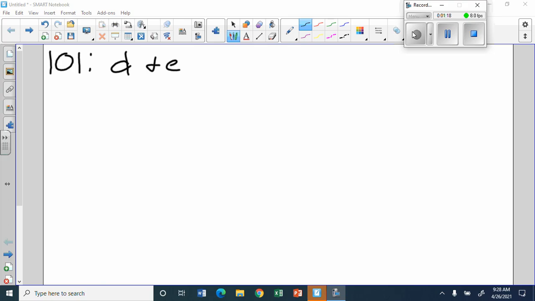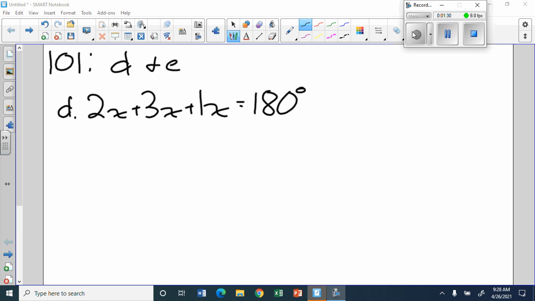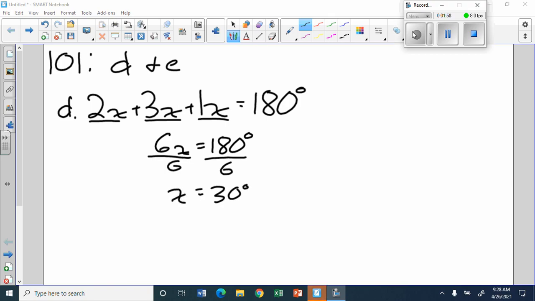Yeah, because I know that all the angles are going to be equal to 180 degrees, so I can take 2x plus 3x plus x. And I love how you said 1x, recognizing that that's there, equals 180 degrees. They're like terms. Because they're like terms, I'm able to add the coefficients. 2 plus 3 is 5, plus 1 is 6x equals 180 degrees. How do I find out what x is? Divide both sides by 6. x equals 30 degrees.